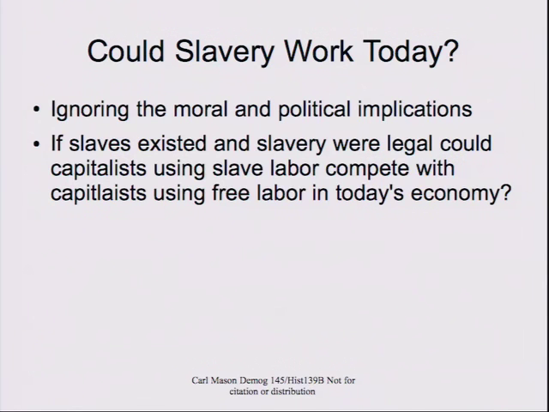Great, we're about evenly divided. That's perfect. Those who think it could work, who will volunteer with a pithy statement that sums up why it would work? Yes.